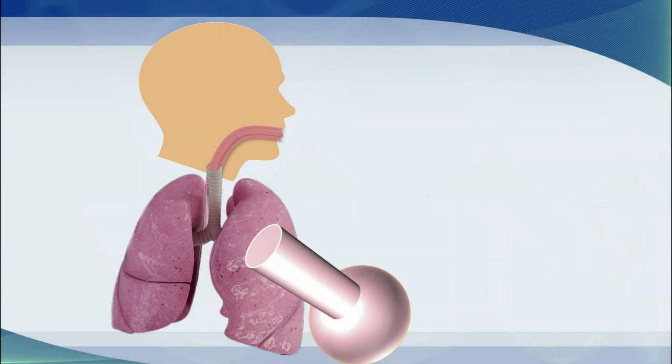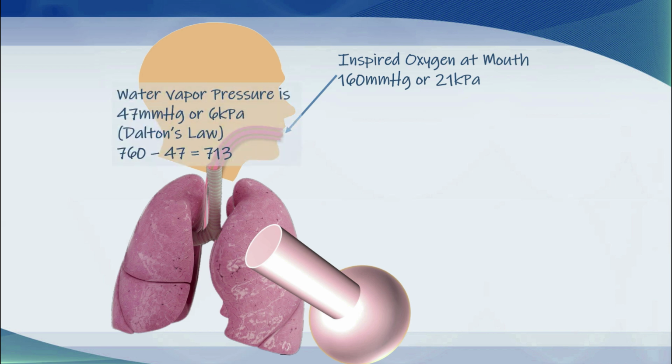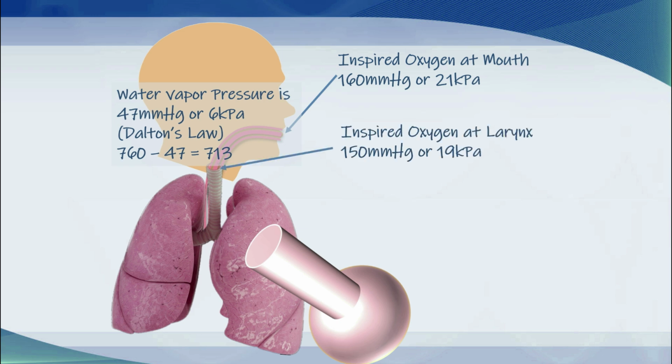Just another way of looking at this, and this is for a normal patient, inspired oxygen tension here at the mouth is 160 millimeters of mercury or 21 kilopascals. Water vapor pressure is 47 or 6 kilopascals. By Dalton's law, that means that the inspired atmospheric pressure is now down to 713, resulting in a drop of the inspired oxygen tension at the larynx to 150 millimeters of mercury or 19 kilopascals. And gas works its way down through the 23 generations down into the alveoli.